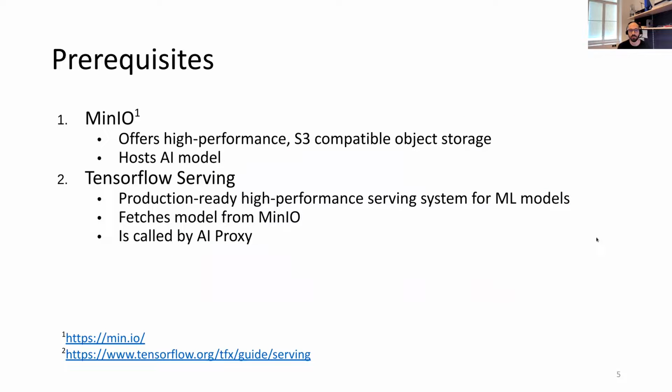Before I show you the live demo, I have two slides left, namely the prerequisites, so which deployment we currently have running, so you understand how it works behind the scenes. To host the AI model, we use MinIO, which is an S3 compatible object storage. And we use TensorFlow Serving, which is developed by TensorFlow themselves to easily host AI models and to offer a convenient REST API to call those models. This is the AI service we've seen previously.